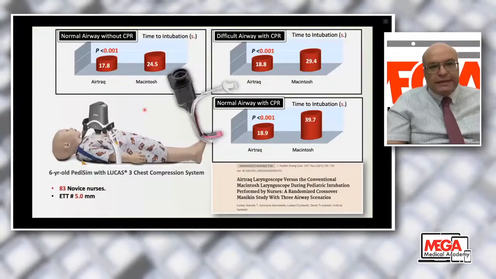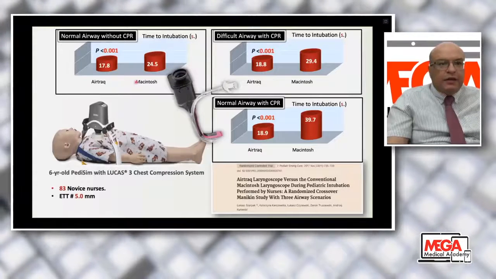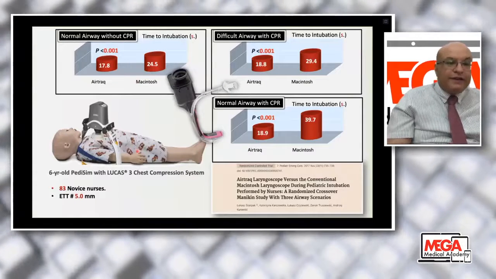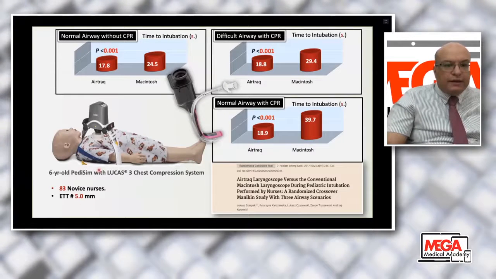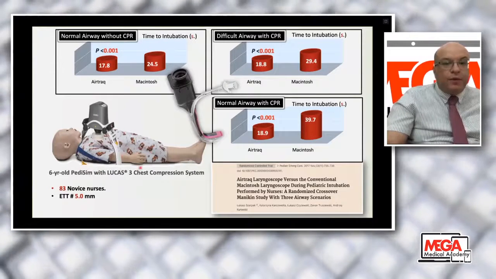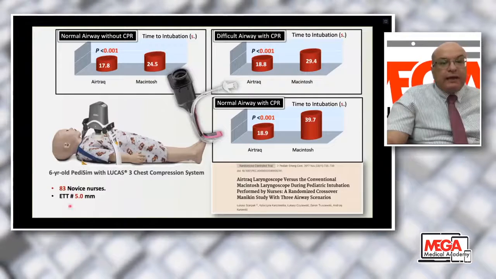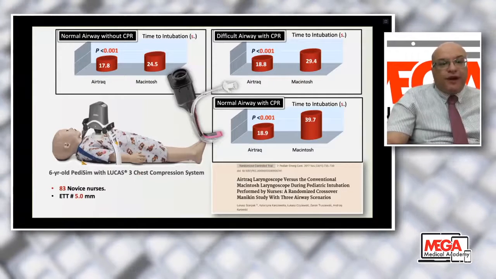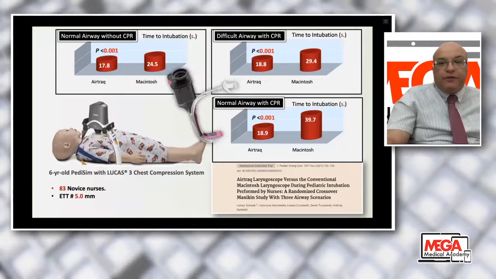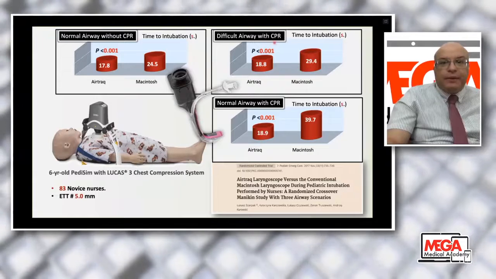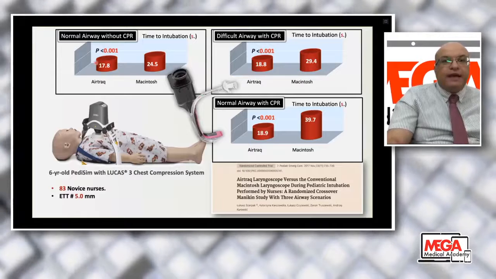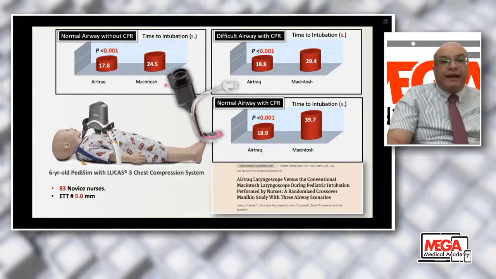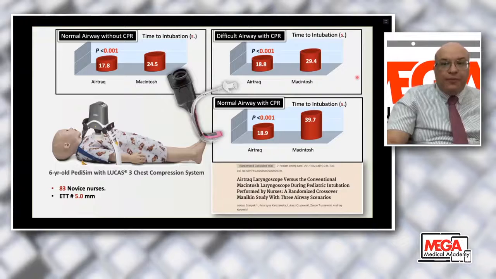Here, this is an interesting study including 83 novice nurses with a mannequin, 6-year-old, with a chest compression system, and using an endotracheal tube of 5. You can see the time of intubation with CPR in difficult and normal airway, and even without CPR, is significantly less with AirTrack compared with Macintosh.